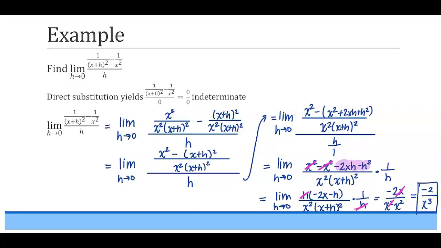So my answer isn't numerical, and that's because I had a variable x to begin with at the start of the problem. So my limit was as h approaches 0. That told me to substitute 0 into the h, but the x remained throughout the problem. So that's why my final answer is negative 2 over x cubed. And this strategy was combining fractions with common denominators.